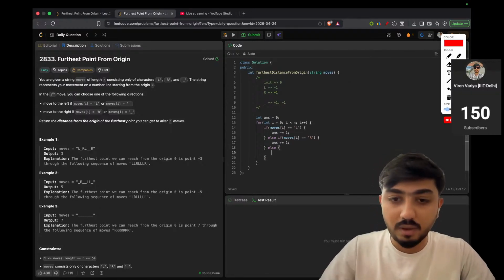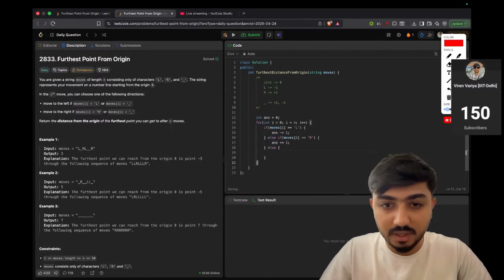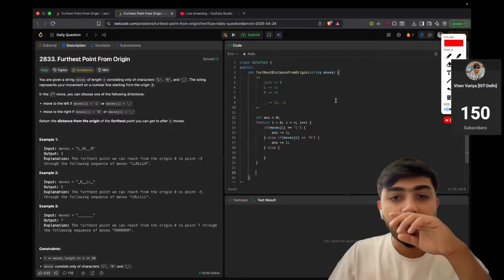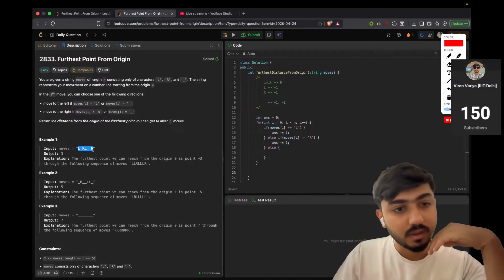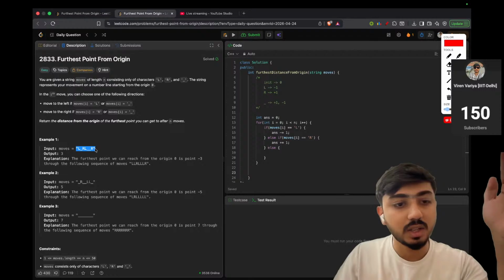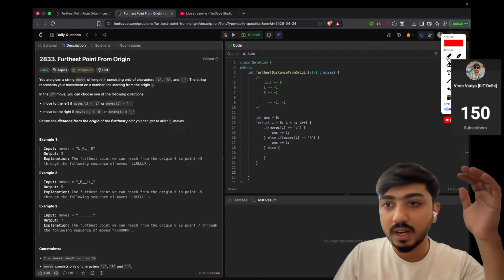And what we'll do for the underscore, let me discuss that. So let's say you have iterated all the moves, and let's say you are at X position.